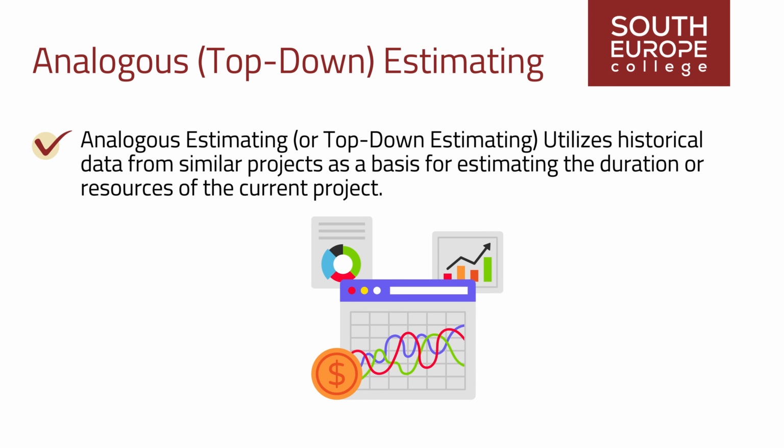Analogous estimating or top-down estimating utilizes historical data from similar projects as a basis for estimating the duration or resources of the current project. It assumes that the current project's characteristics are identical to past projects. This method is quick and requires less detailed information, but provides estimates with lower accuracy.